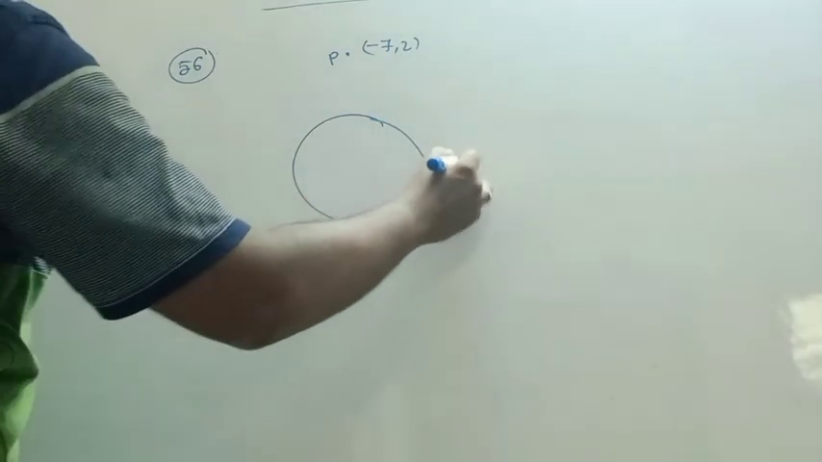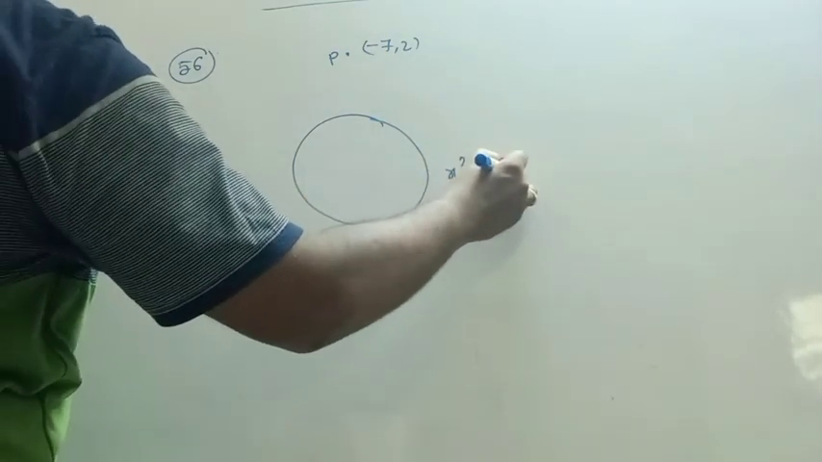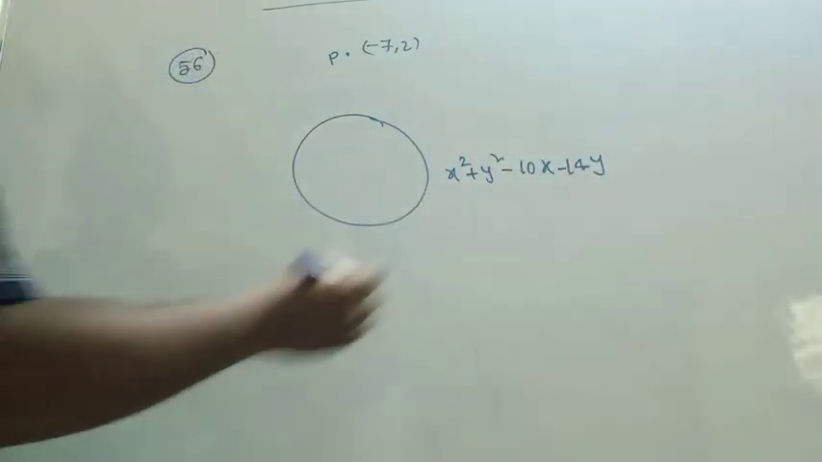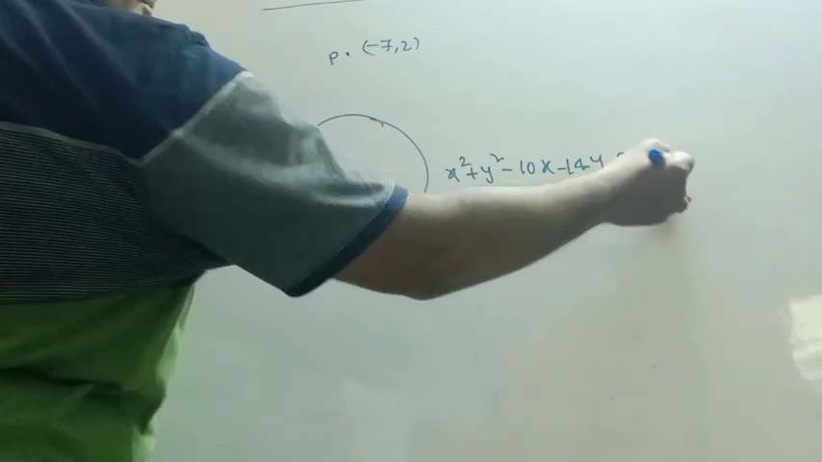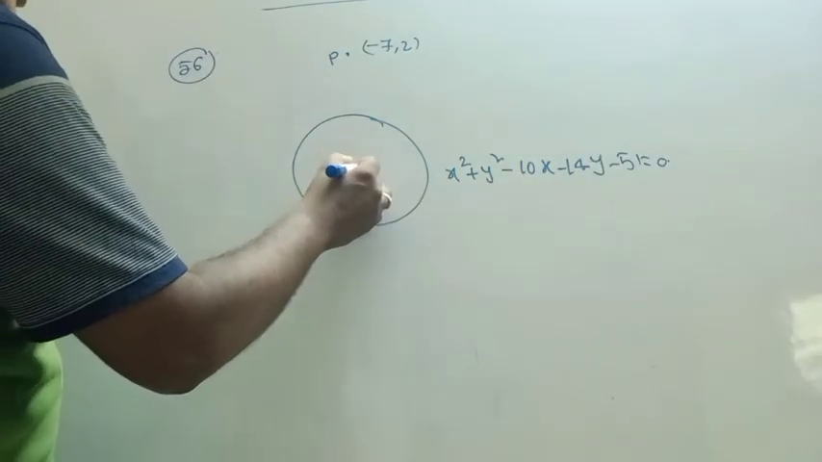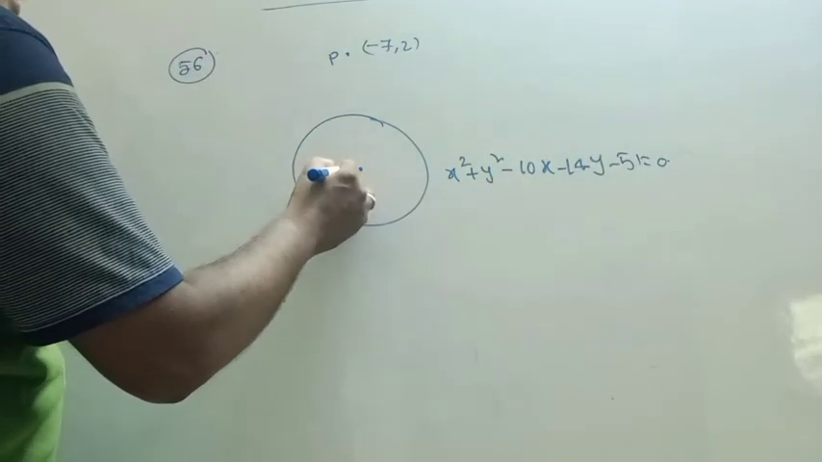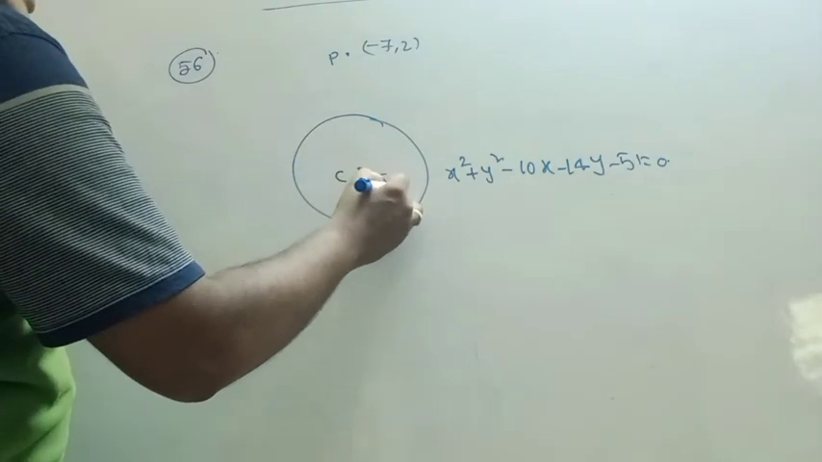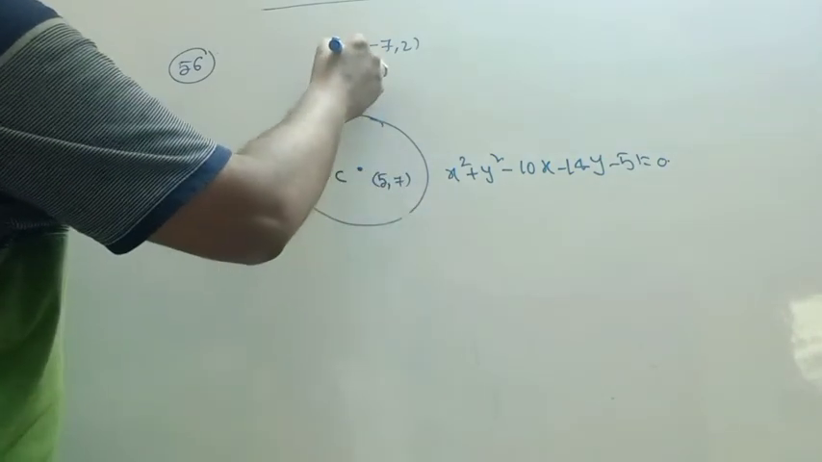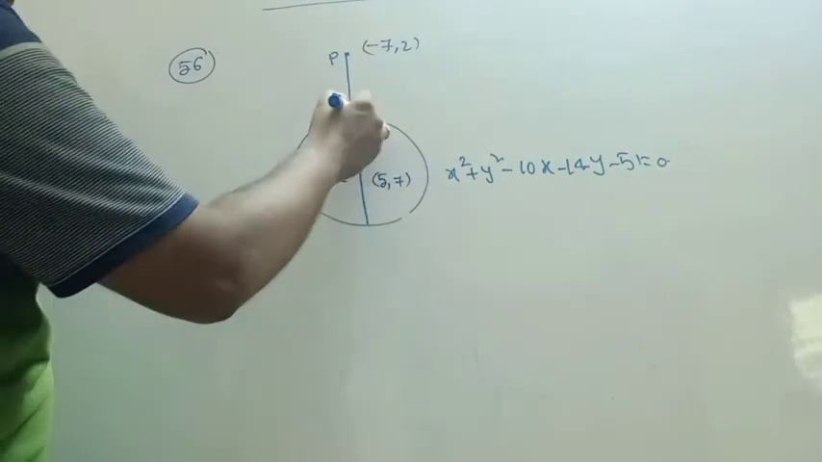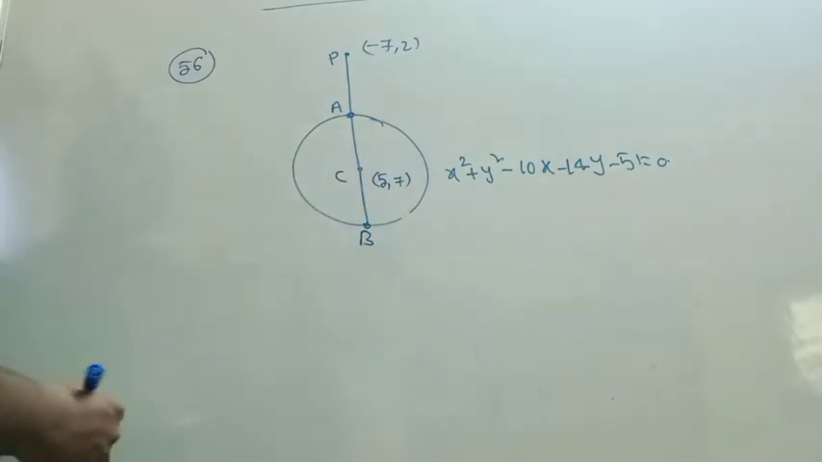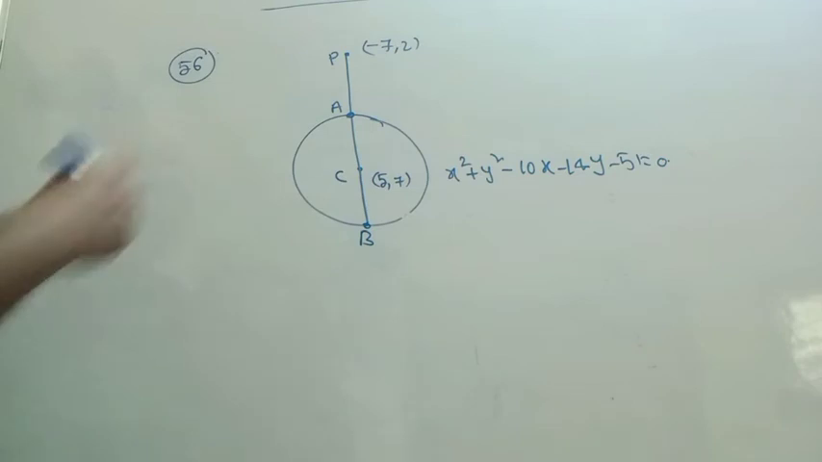The circle equation is given as x square plus y square minus 10x minus 14y minus 51 is equal to 0. Whose center is nothing but 5, 7. And from this point, as I already told you, if this is A and this is B, this is the center of the circle.